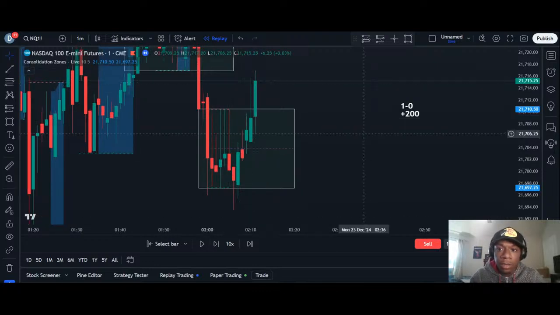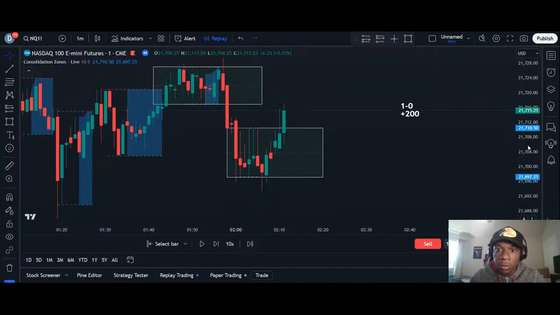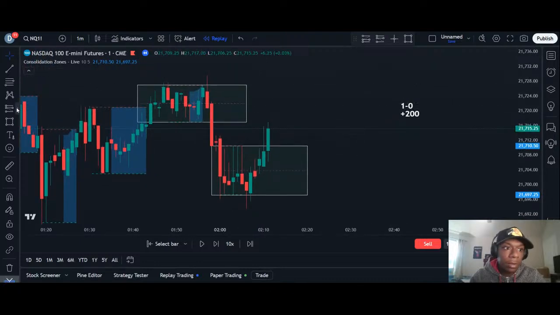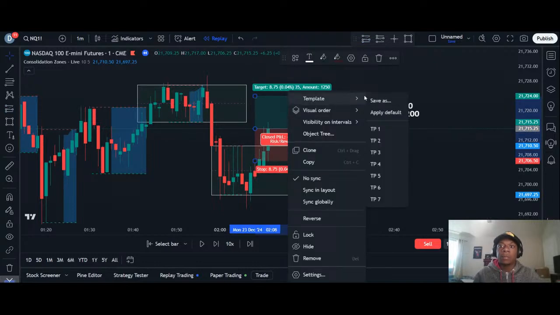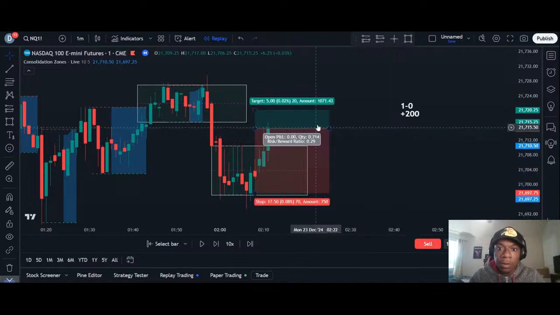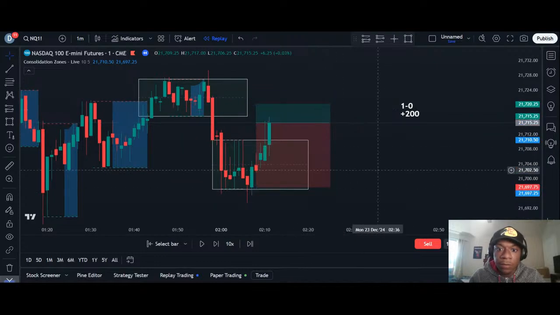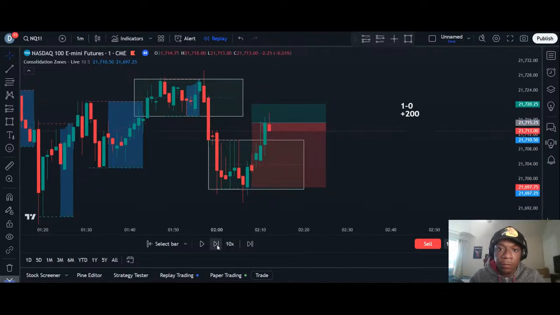Boom. You see we got the close above. Y'all know what we're going to do. Go to our positions, click long. We already have the template set. Go to TP2 because this is the second trade of the day: 20 tick TP, 70 tick SL. Let's see if we hit.